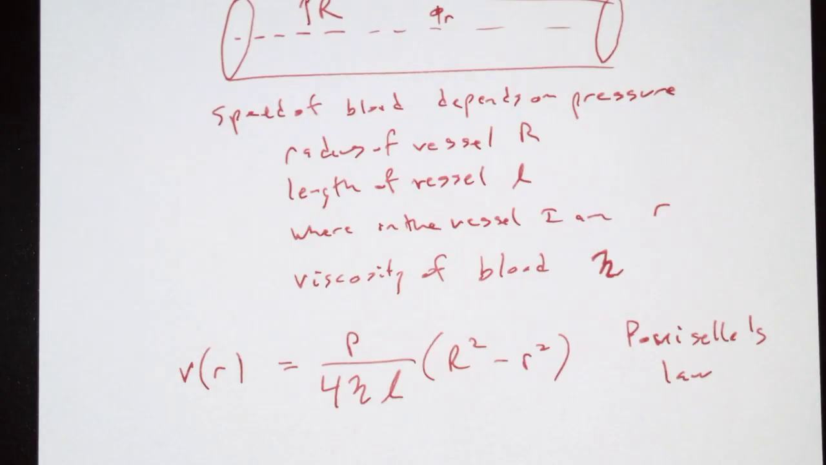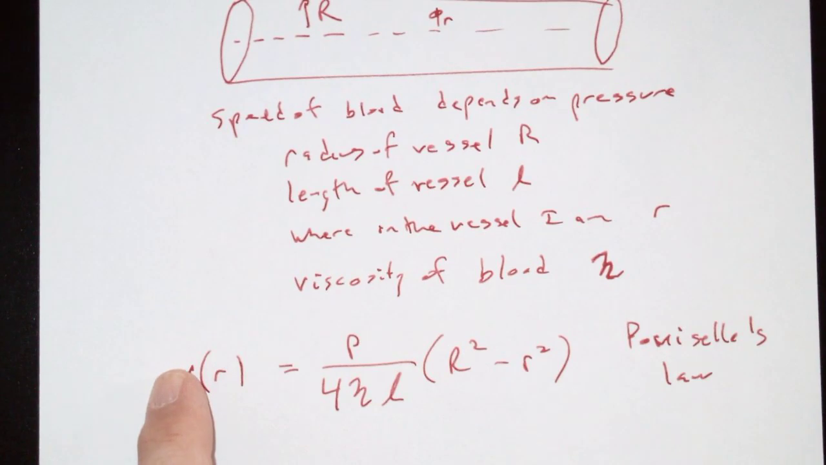if the diameter gets smaller, what happens to my speed? If this number, capital R, gets smaller, this number is going to go down. And the only way to compensate for that, the only way to get the fluid moving at the same speed is to increase the pressure. Narrow arteries, higher blood pressure.